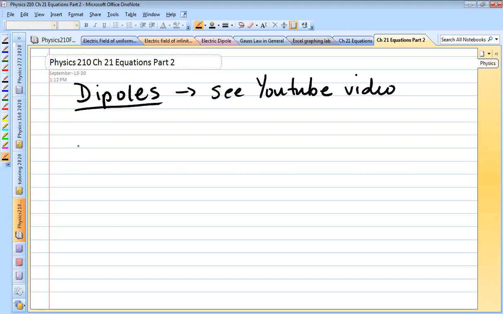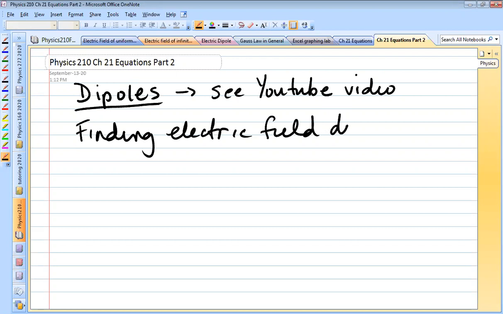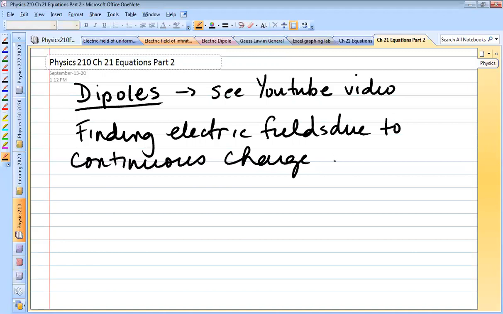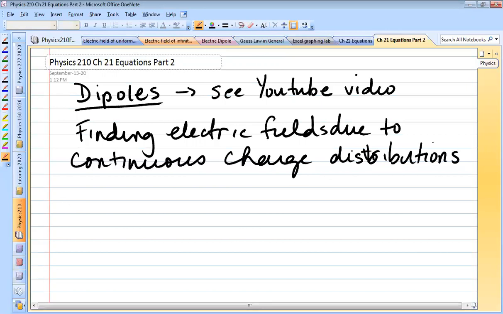Now, the rest of this assignment is all about finding electric fields due to continuous charge distributions. What that means is we're no longer dealing with point charges. We're now dealing with larger shapes of charges.